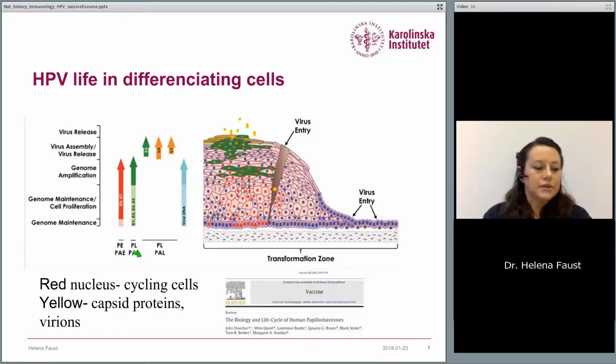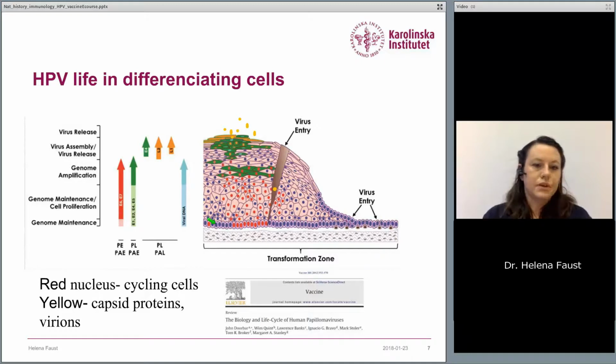HPV life is tightly regulated along with the differentiation of the cells. Down here are our basal stem cells, which are allowed to divide, and these cells wander upwards during their development to differentiate, and finally they die and are shed from our skin. For infection by the virus, a wound is needed, or it can also happen in the transformation zone in the cervix, where those basal cells are basically naked and very vulnerable.